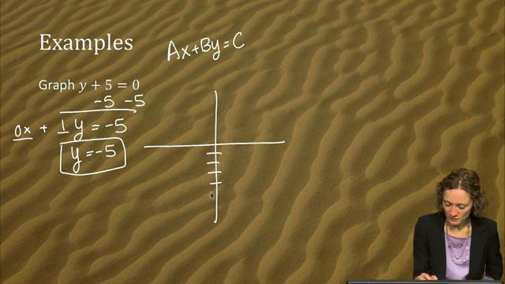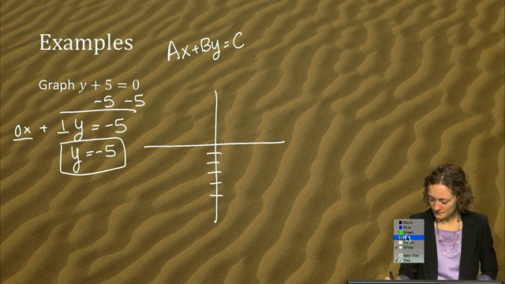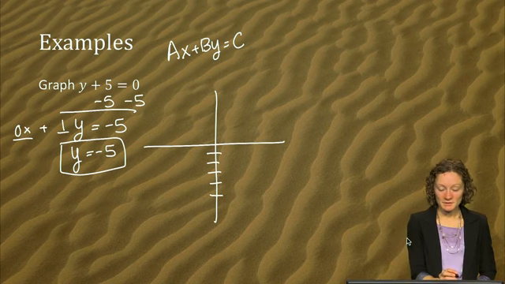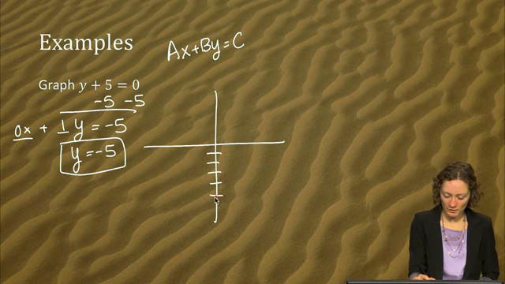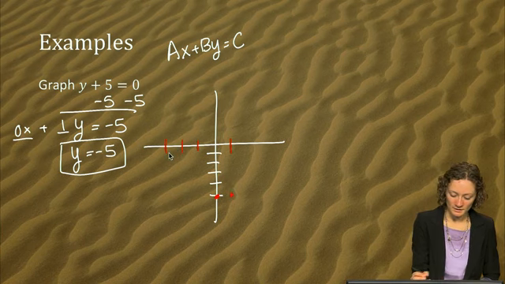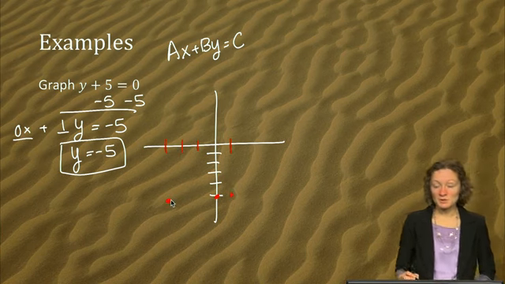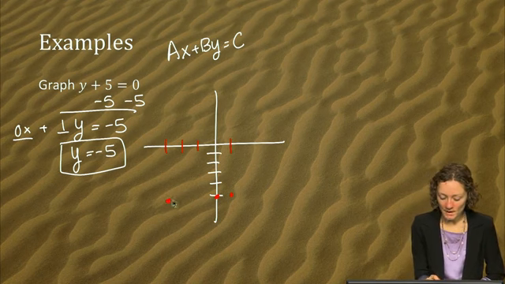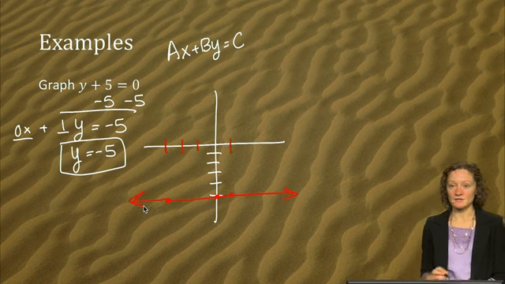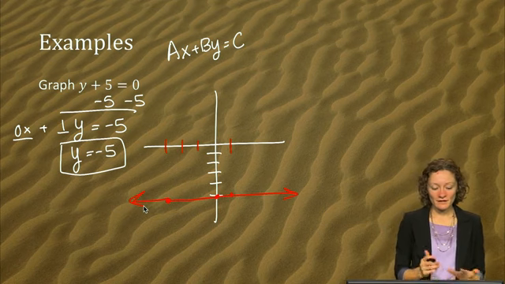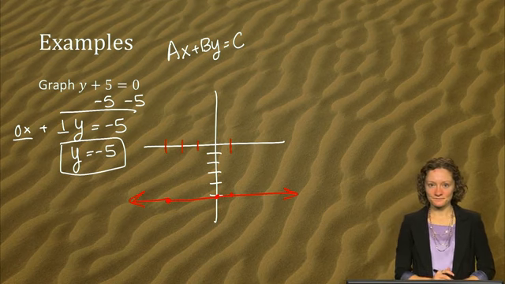1, 2, 3, 4, 5. This means x can be anything. 0, -5. 1, -5. -3, -5. I'm choosing random points because it doesn't matter what x is. All it matters is that y is -5. So this is a graph of this linear equation.